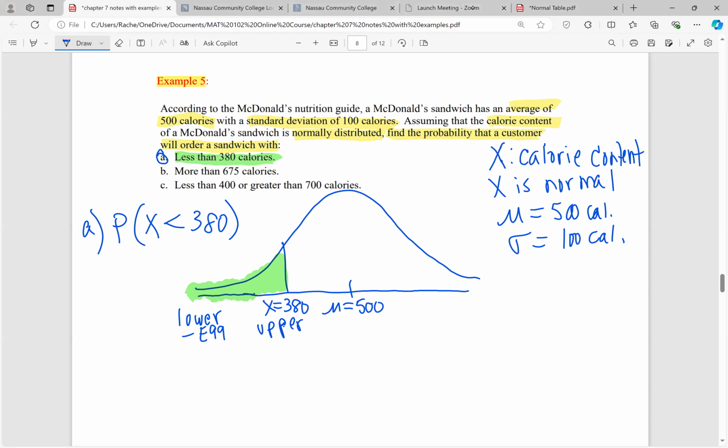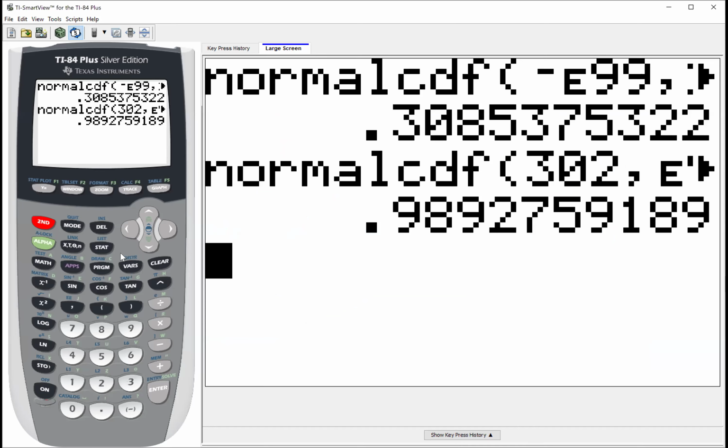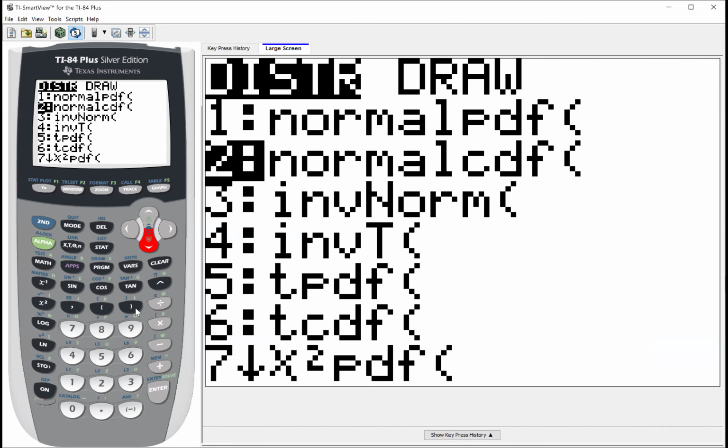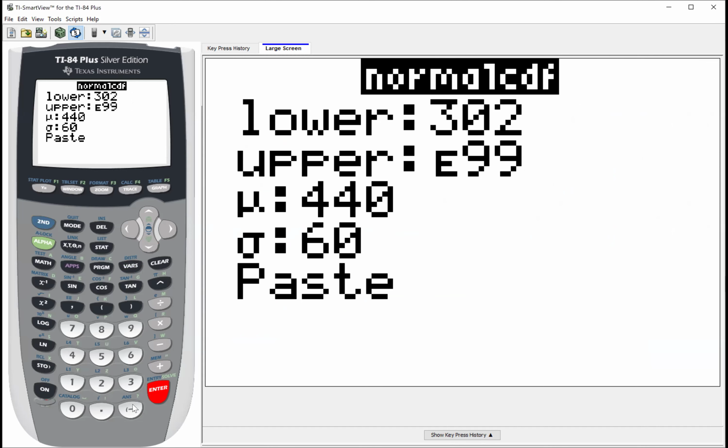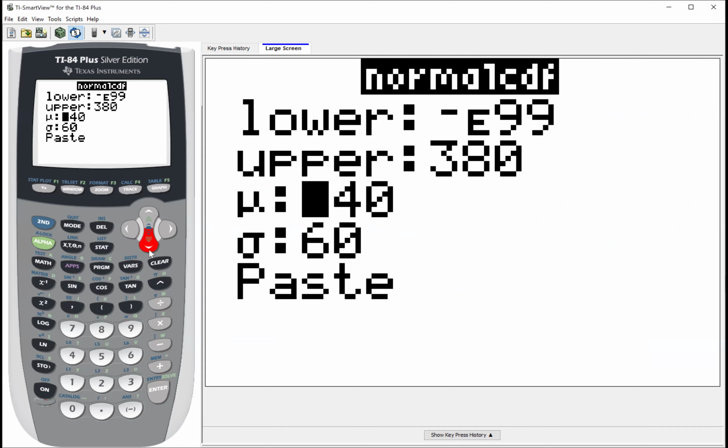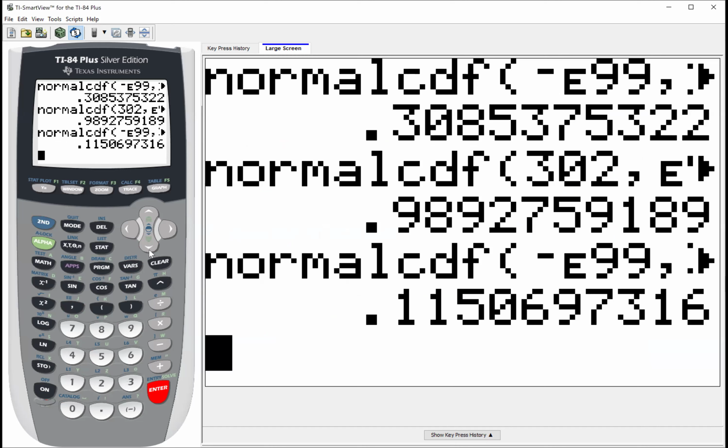So I'm going to go to my calculator and pull up normal CDF. My lower is negative E99. The upper is 380. The mean is 500 calories. And the standard deviation is 100 calories. Now we can paste, hit enter. And to 4 places, we get about 0.1151.